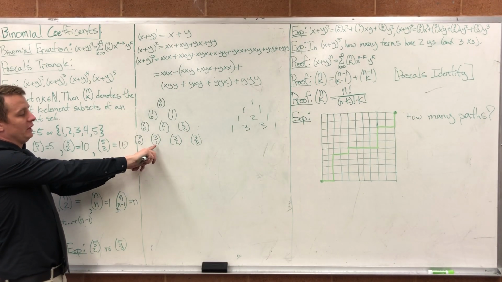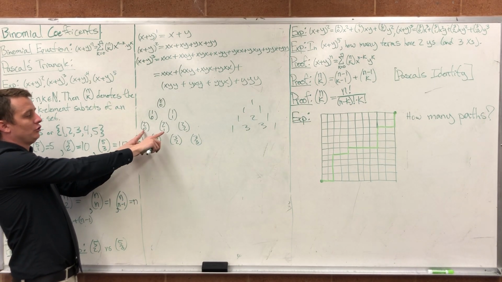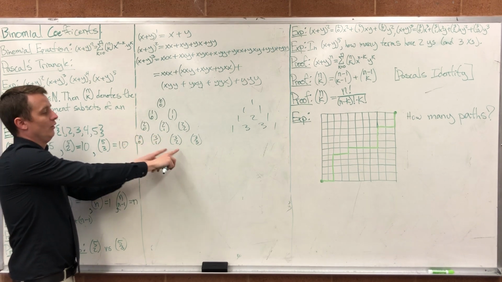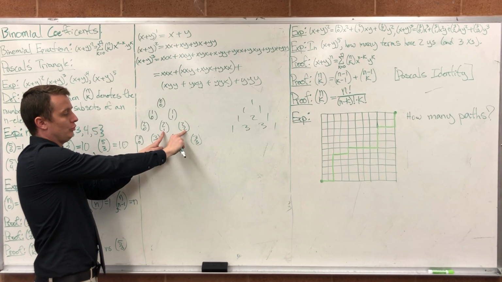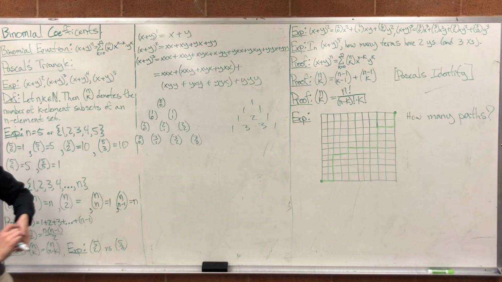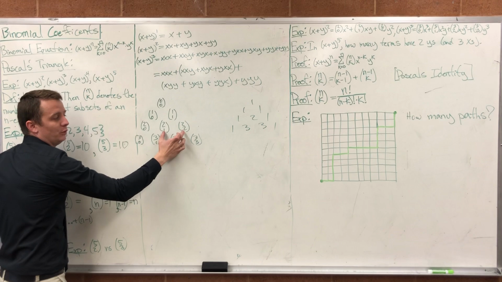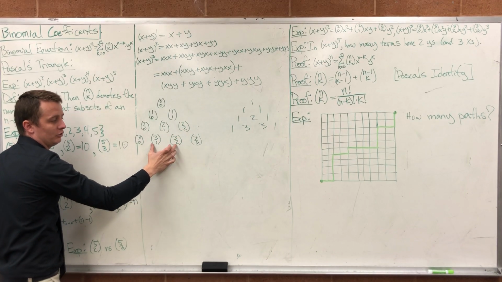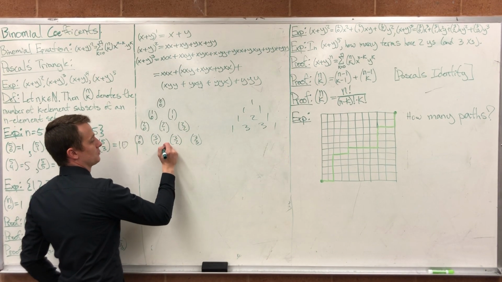In other words, we were assuming 3 choose 1 is equal to 2 choose 0 plus 2 choose 1, or 3 choose 2 is equal to 2 choose 1 plus 2 choose 2. I'm not sure what I'm saying, but I have the right idea. If we sum those two together, what should we get?